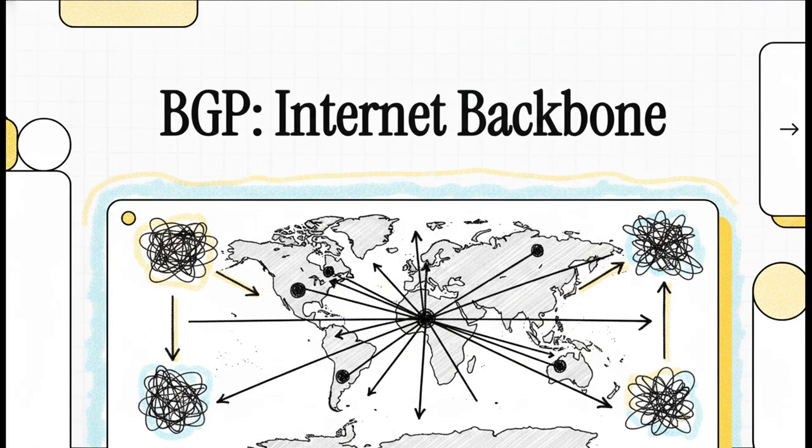Welcome to The Explainer. So today we're unraveling the absolute backbone of the modern internet. It is the single, most critical routing protocol that holds the entire web together. I mean, it literally takes billions of chaotic, independent networks and weaves them into one cohesive system. We're of course talking about BGP, or the Border Gateway Protocol.